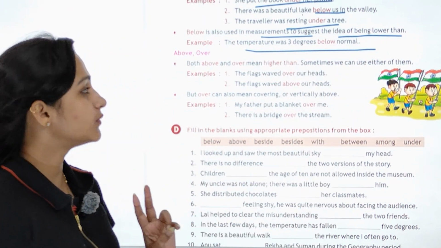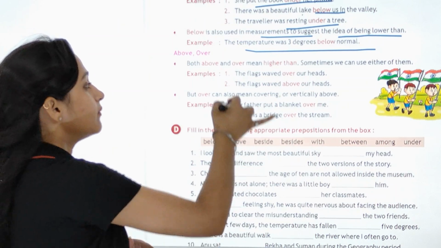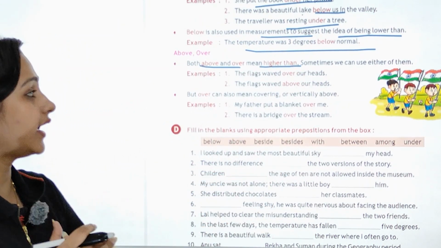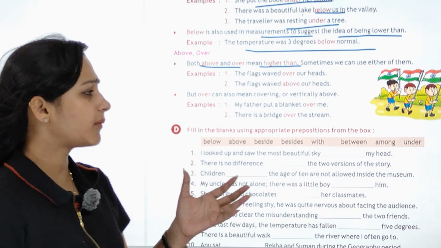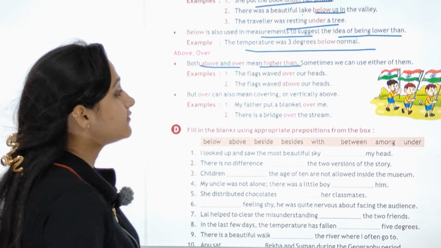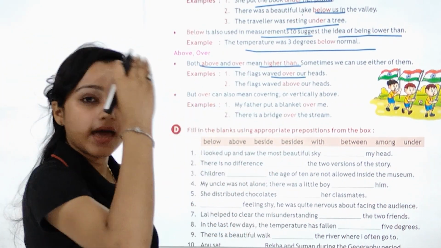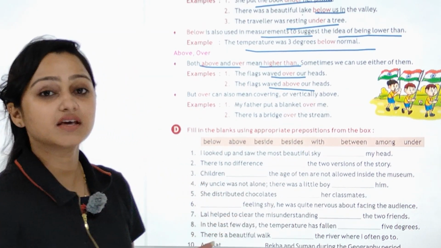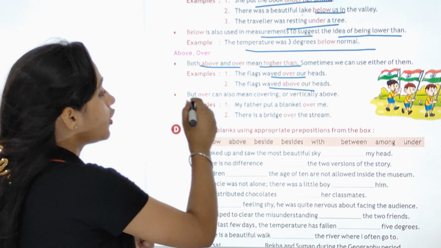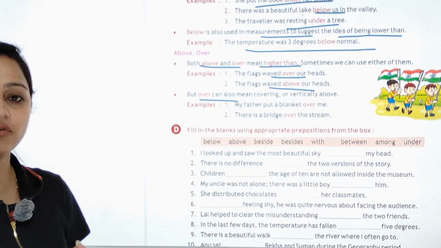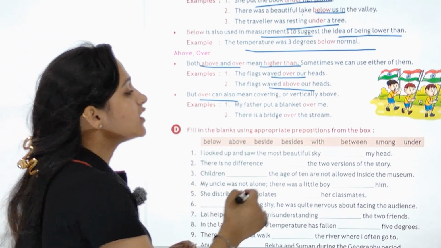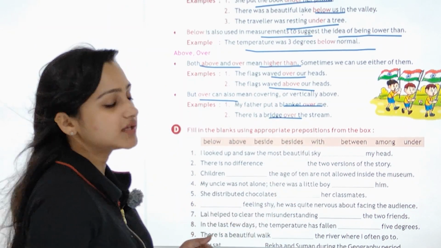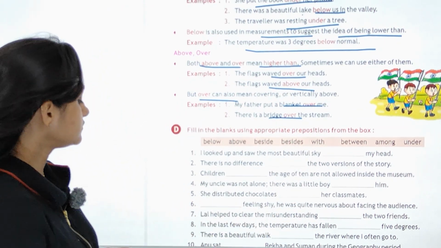3 degrees था normal से below. Above और over, both above and over means higher than, इसका मतलब होता है कि higher than. Sometimes we can use either of them, कभी कभी इनमें से कुछ भी use कर सकते हैं, like a flag waved over our head, हमारे heads के ऊपर, a flag waved above our heads, हमारे heads के above. But over can also mean covering, इसका मतलब होता है covering or vertically above, like my father put a blanket over, भी कवर कर दिया, there is a bridge over the stream, vertically ऊपर है.